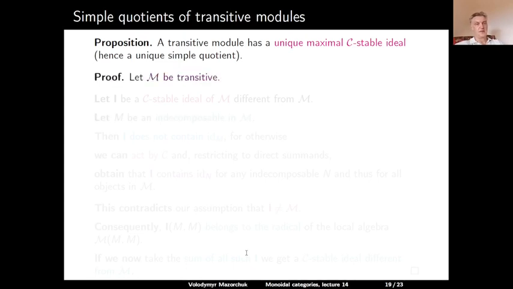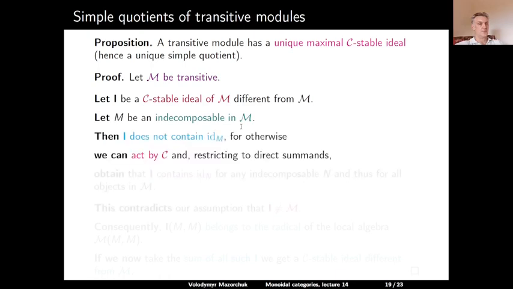Proof: Let M be a transitive module category over C, and let I be a C-stable ideal of M, which is different from M. Let M be an indecomposable object in this module category.